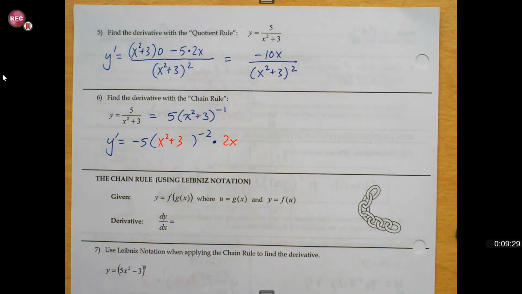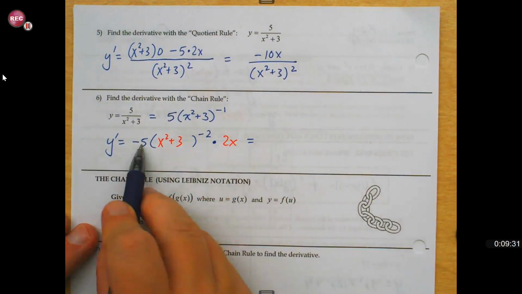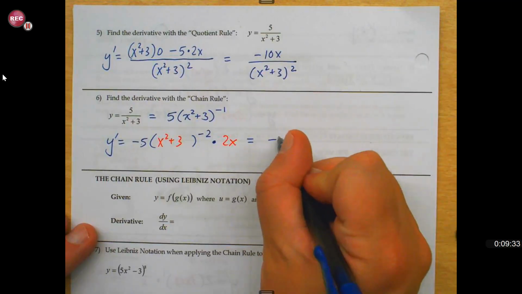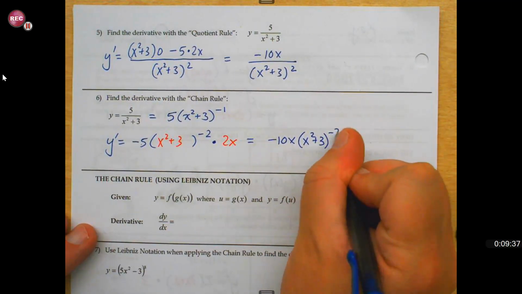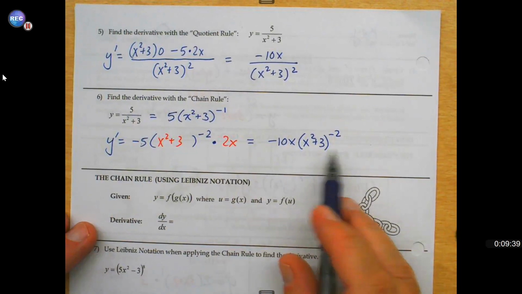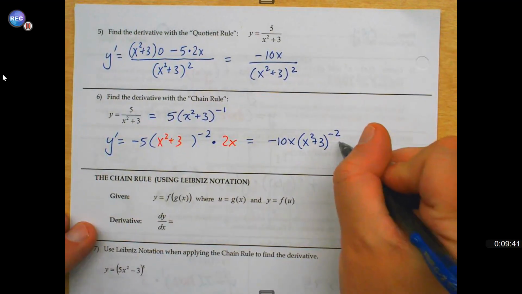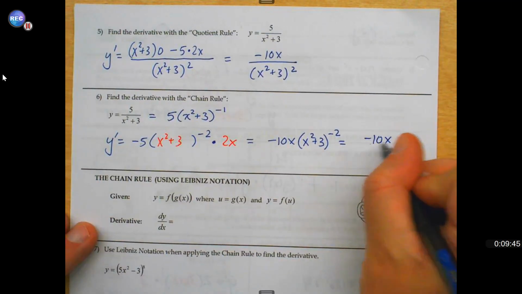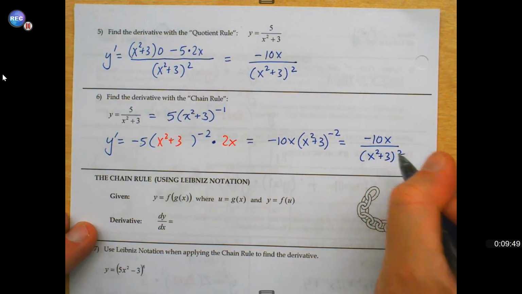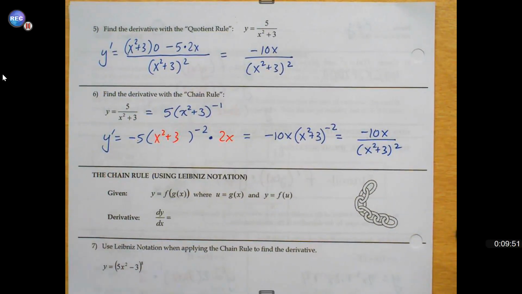And now when I put that together, I will get -5 times 2x is -10x times (x squared plus 3) to the -2. And if I write that without the negative exponent, it's just going to look like what we have from problem 5. So it really doesn't matter which way you do it. I don't know if one is any better than the other. You're just going to, over time, pick a way that works best for you.